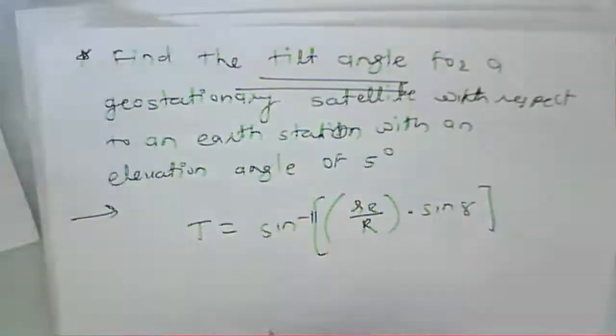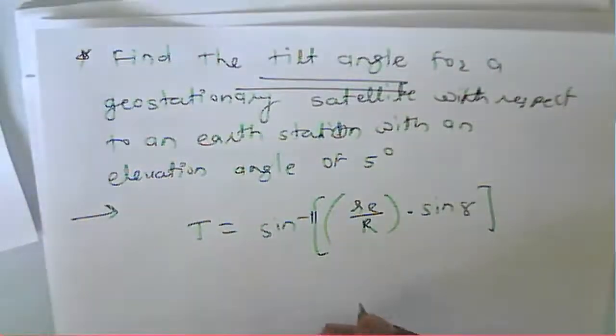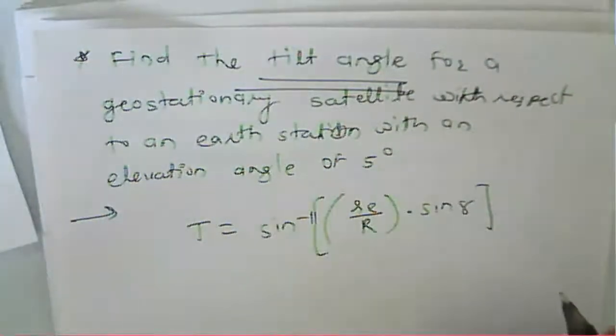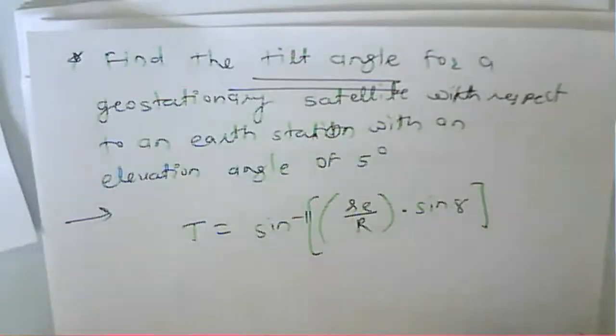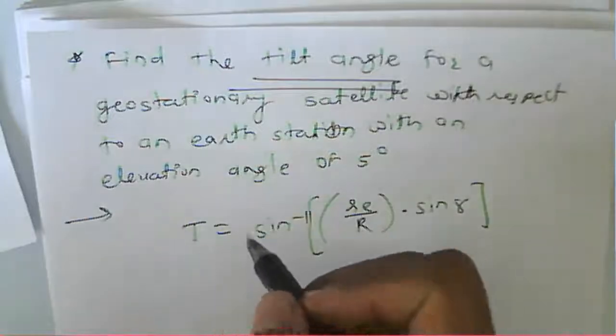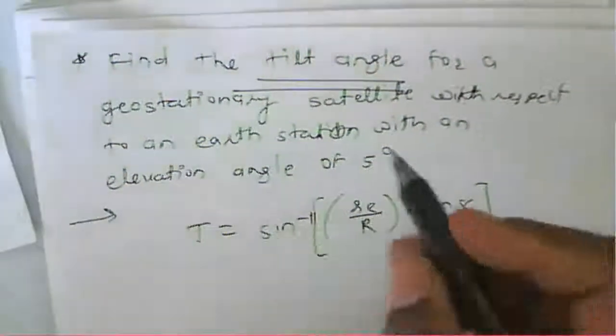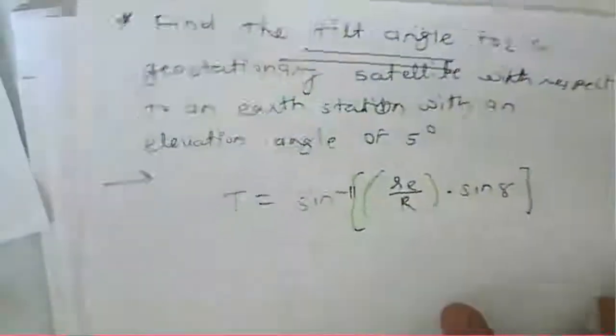Okay, so we can calculate that. For the given particular orbit, or you can say the particular satellite, we can calculate the tilt angle there. We can use the earlier values and put all the values here. You will get the tilt angle.